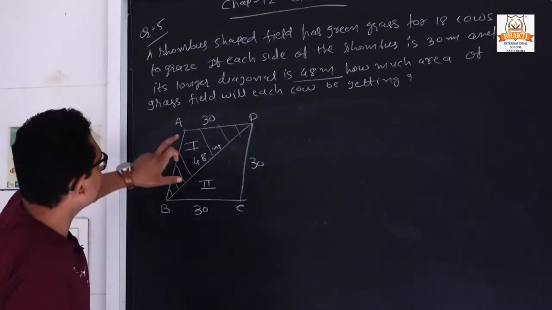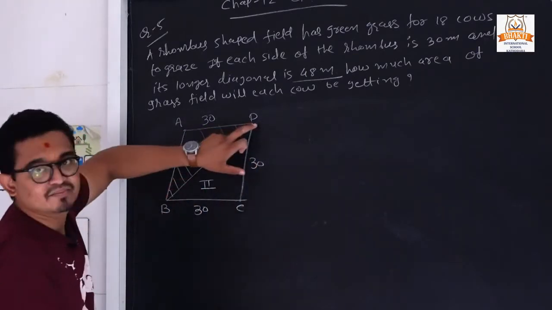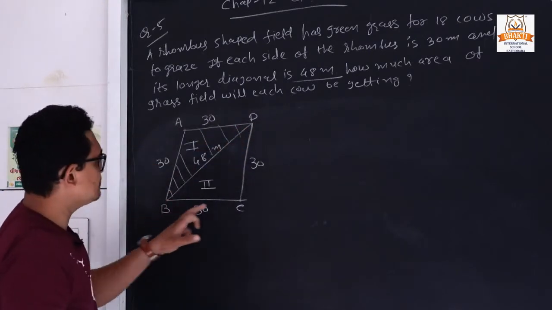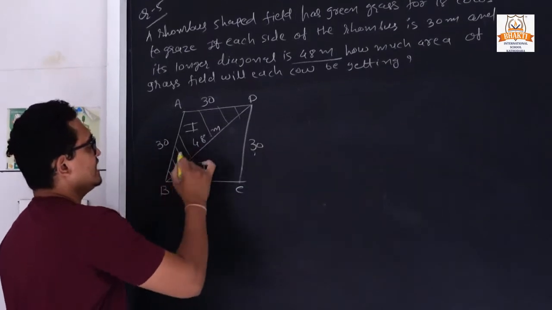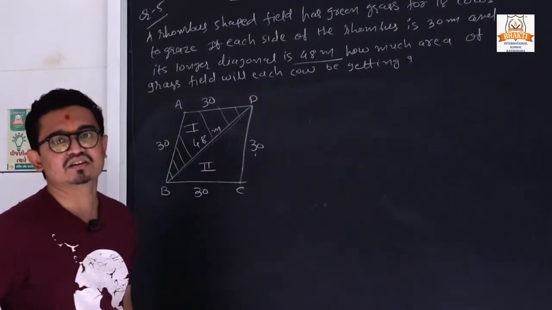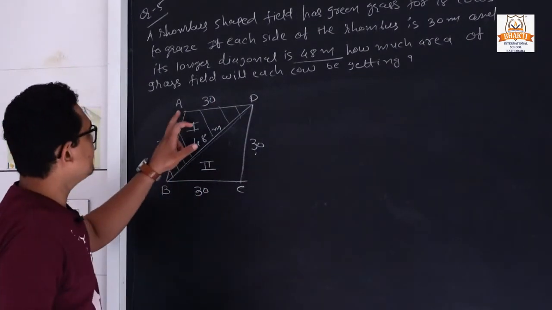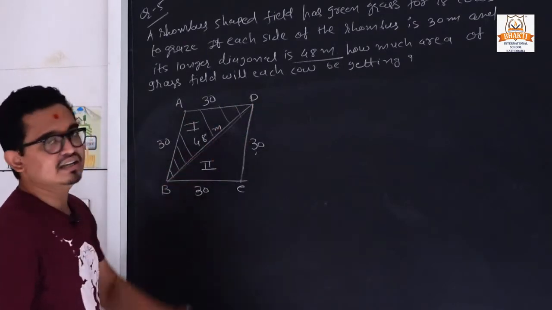So first of all, we can find the area of ABD. Then it is the same area as BCD because both have the same measurements. See, 30, 30, 30, 30 and the diagonal is 48. So first of all, we can find the area of ABD.